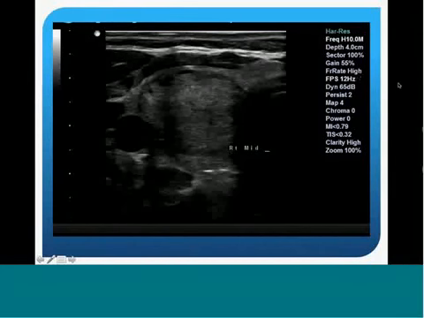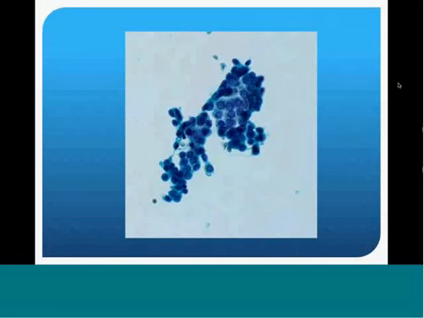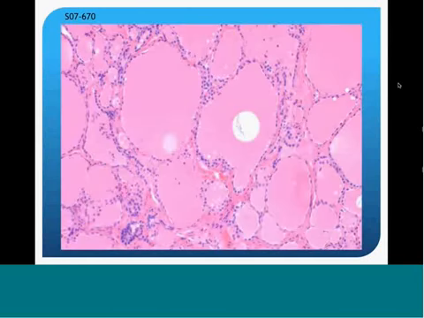In subsequent lectures, I will get into the ultrasound features and what they mean, especially in terms of the ATA guidelines. But this is a solitary nodule that has a mostly solid appearance. And what I saw here were benign follicular cells in sheets. And you can see the nuclei are round, regular, and evenly spaced.